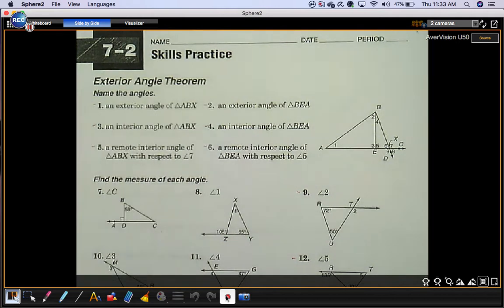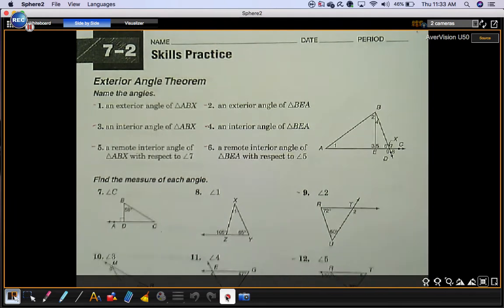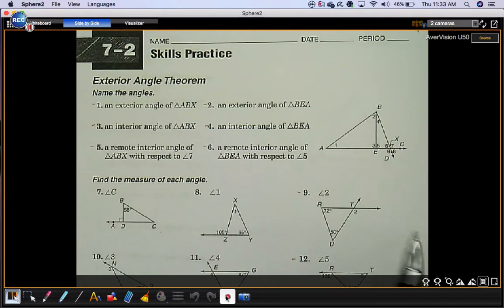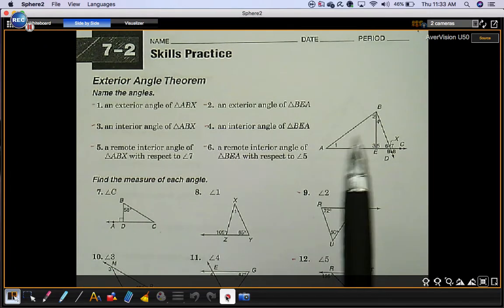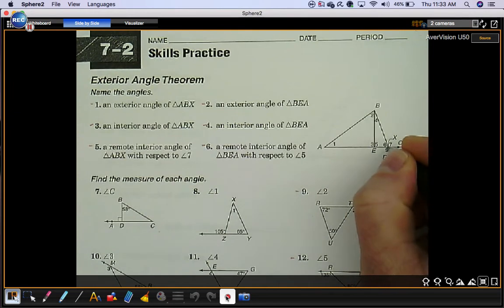Skills practice for section 7.2. We're going to use this diagram over here. We're looking for an exterior angle of triangle ABX. Triangle ABX is the big triangle. So X is this point right here. I know it's kind of tough to see.